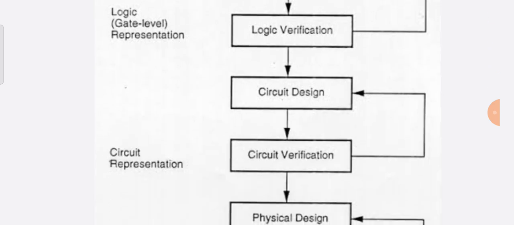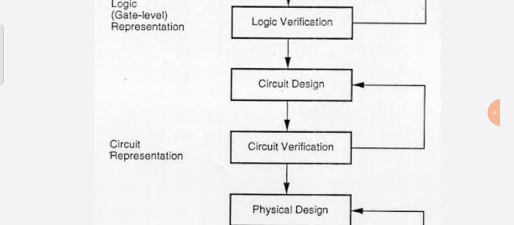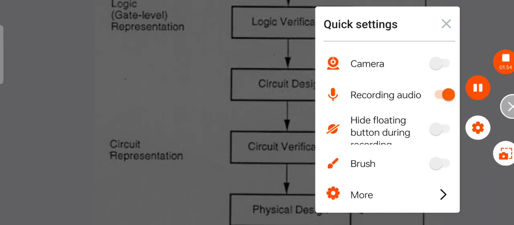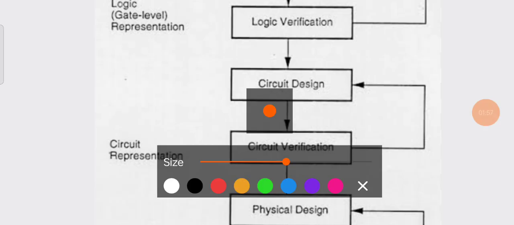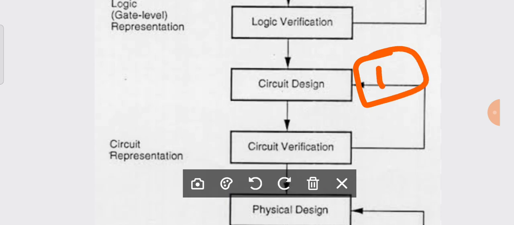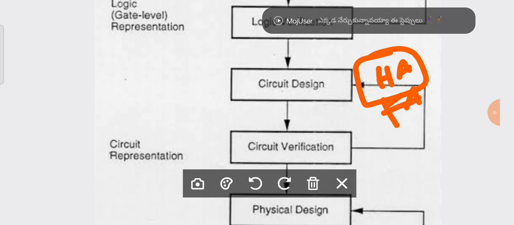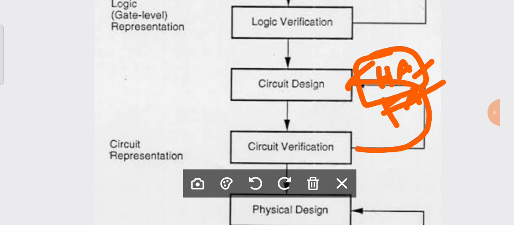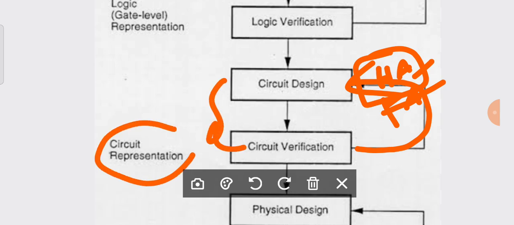After the gates are verified successfully, the designer is going to design a circuit depending upon the gates. That means a combination of gates represents circuits. Is it clear? Now the designer designs some sort of circuits here. It may be a half adder, a full adder, any circuit, any combination of sequential circuit. After designing the circuit, the designer is going to verify the circuit. Is it clear? If the circuit gives the functionality according to the specification given by the user, then he is going to move to the next stage. This is known as circuit representation.